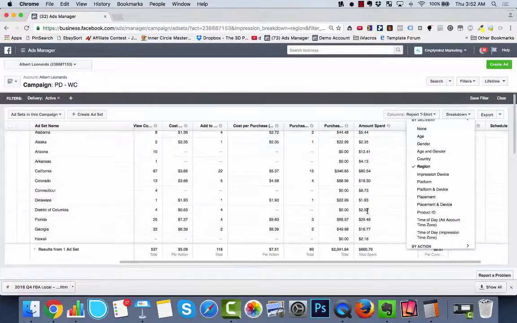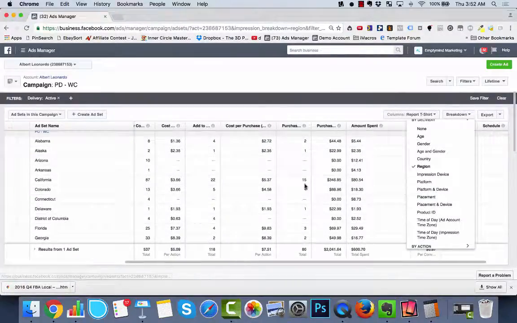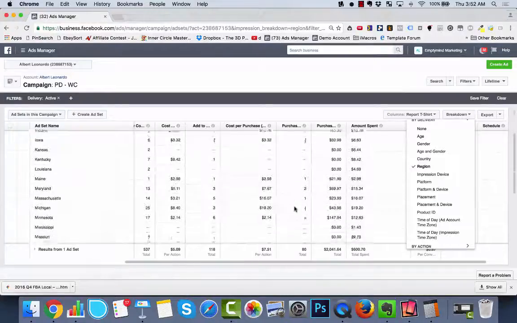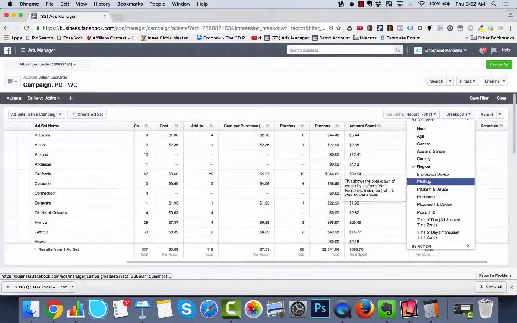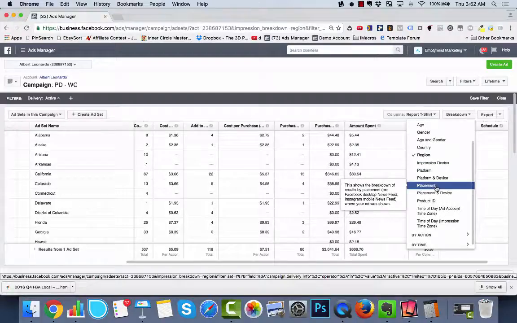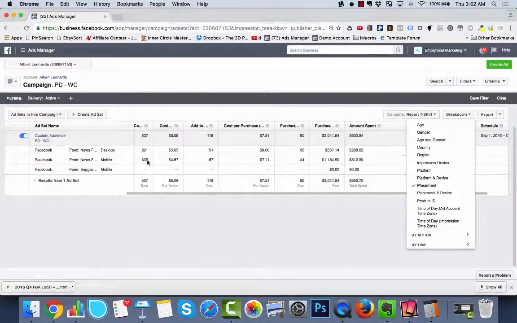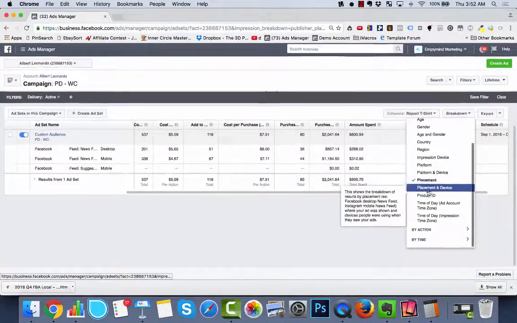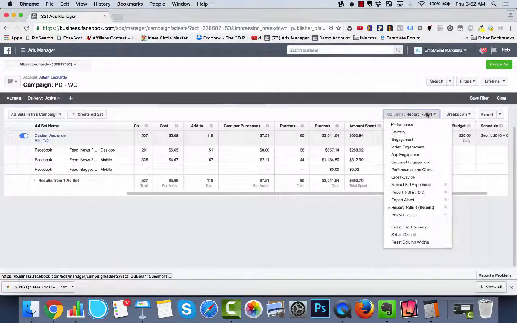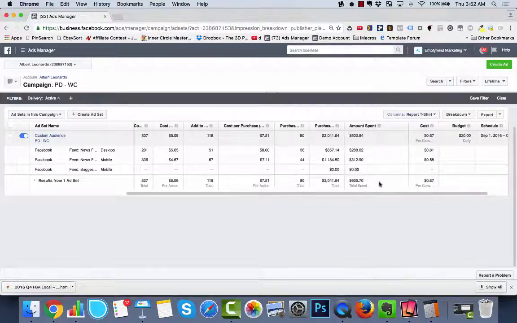Okay, a lot of data for you here. So California is one of the best performing states. Placement, whether they are mobile or desktop. So they are almost the same. Okay, so this is how you use the Facebook Ads Manager. In the next video, we will talk about how to optimize your ads by using the Facebook report here.